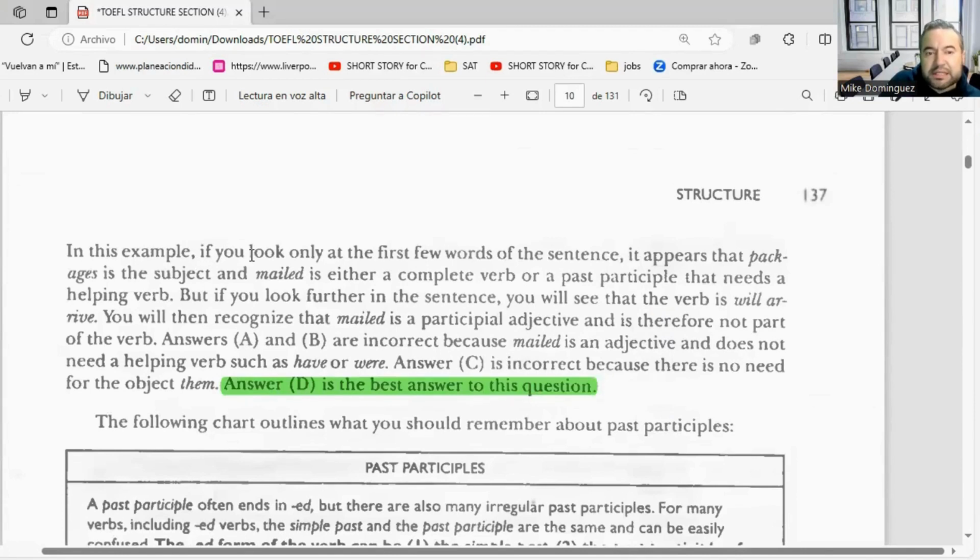Very good. In this example, if you look only at the first few words of the sentence, it appears that package is the subject and mail is either a complete verb or a past participle that needs a helping verb. But if you look further in the sentence, you will see that the verb will arrive is there, no? So you will recognize that mailed is a participial adjective and therefore not part of the verb. Answers A and B are incorrect because mailed is an adjective and does not need a helping verb, such as have or were. Answer C is incorrect because there is no need for the object them. So we don't need any object. So that's correct. The letter D is the correct answer.